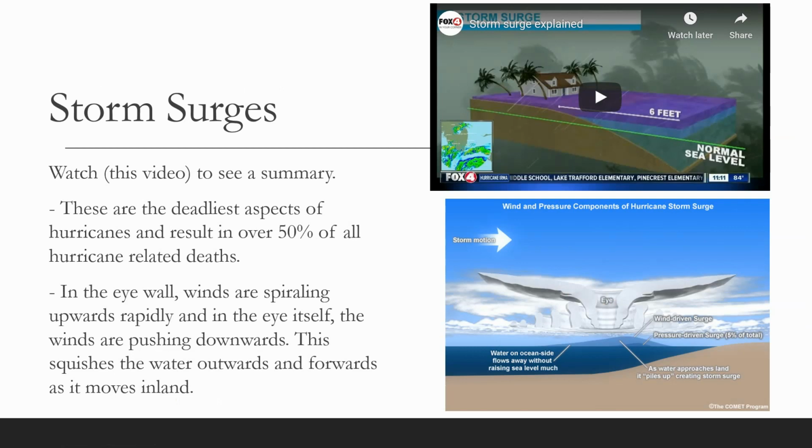The winds themselves in a hurricane are not actually the most deadly part of a hurricane. In fact, the deadliest aspect is what's called a storm surge, and more than 50% of all hurricane-related deaths are due to the storm surge. And in many hurricanes, almost all of the people who die, die because of this storm surge. So I'm going to watch this video here that will explain what they look like, and then I'll give you a bit of explanation of how they form.